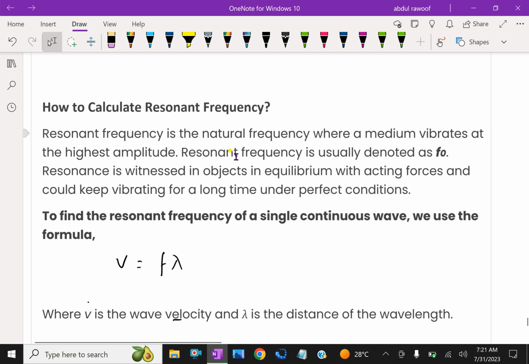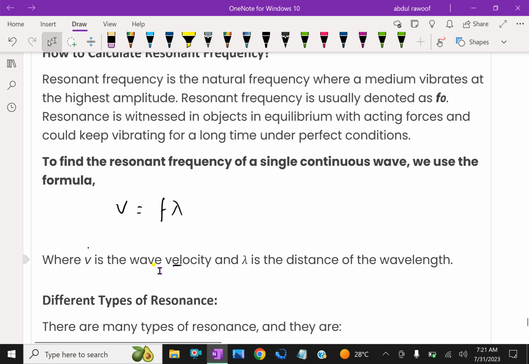How to calculate resonant frequencies? Resonant frequency is the natural frequency where a medium vibrates at the highest amplitude. Resonant frequency is usually denoted as F0. Resonance is witnessed in an object in equilibrium with acting forces and could keep vibrating for a long time under perfect conditions. To find the resonant frequency of a single continuous wave, we use the normal formula V equals F lambda, where V is the wave velocity and lambda is the wavelength. From that, we can find F equals V over lambda.